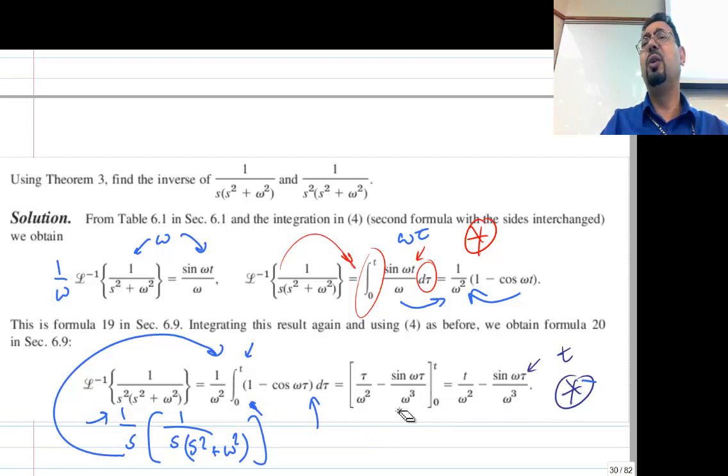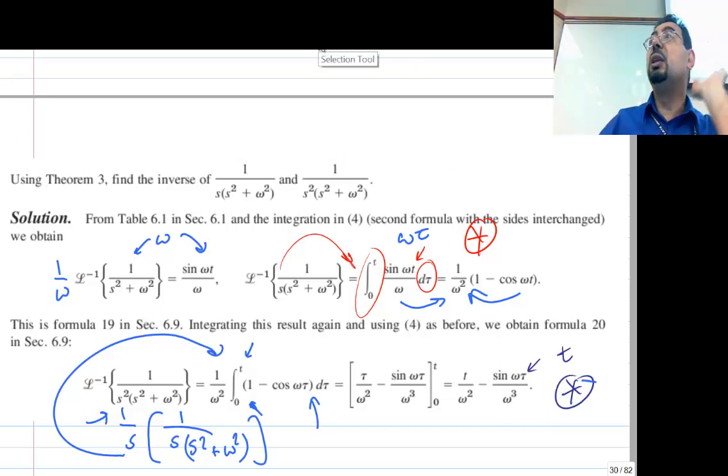Cosine is sine over omega, and the integration of 1 is, what's the integration of 1? Tau, because we're integrating over tau. So tau, and then you substitute from 0 to t, which will end up being t, correct? Right, so you end up with t like this. Of course this tau is written wrong, it actually should be t. So this is t over omega squared, sine omega t over omega squared. So he had a problem twice in that book.